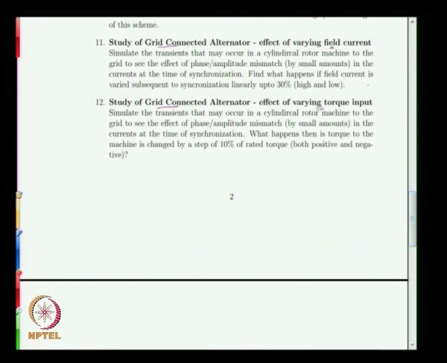So we will get a feel for how these equations can represent the steady state behavior as well. Already we have seen how the alternator equations can represent the steady state by looking at phasor diagrams. Now this is another dimension to understanding these equations.